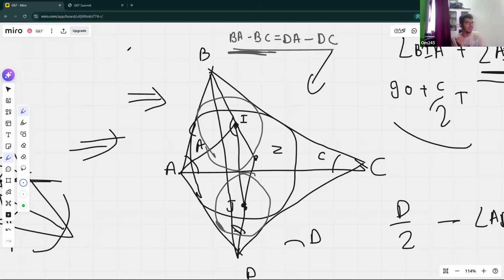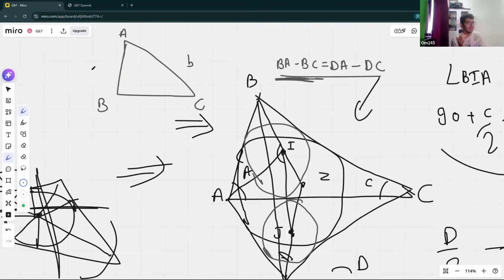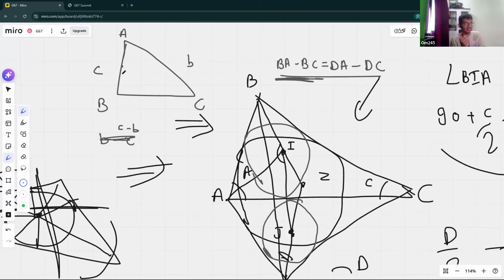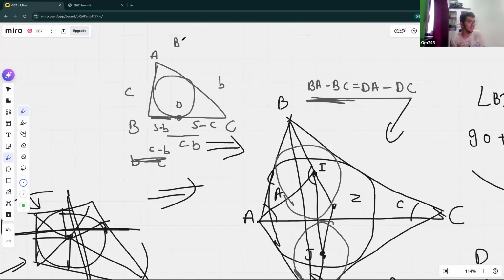Suppose you have this triangle ABC, and this is C and this is B, like lengths. Where have you seen something like B minus C? Isn't this the tangential quad expression? Yes. So if you draw the incircle, then this length is S minus B and this length is S minus C. So the subtraction between these two is also C minus B, right? If you call this D, then BD minus DC is equal to C minus B, which is equal to BA minus AC, which is a nice thing to remember.